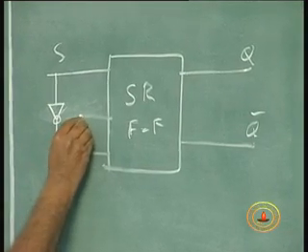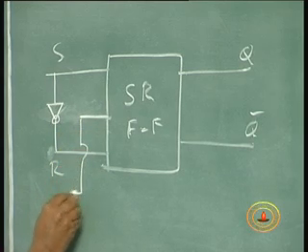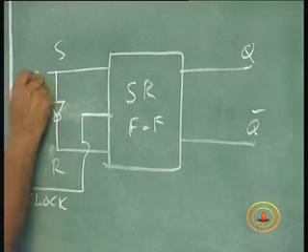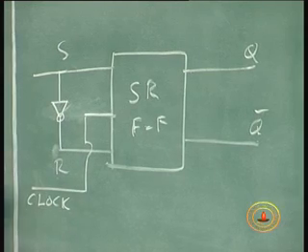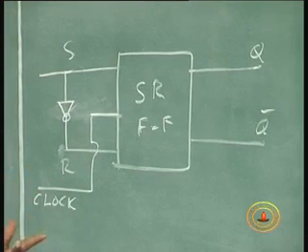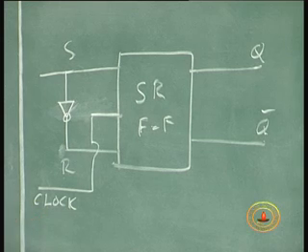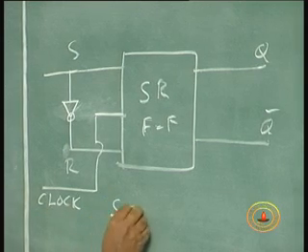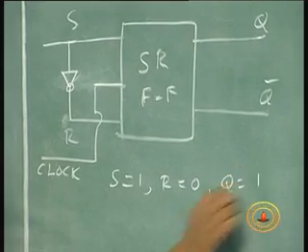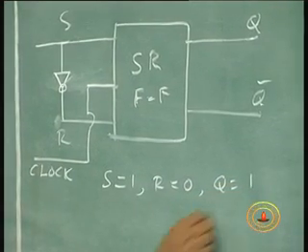such that R is always the complement of S. So, I can either have a 0 1 as the input or 1 0 as the input. So, if S is equal to 1, R becomes 0, so Q is 1, Q bar is equal to 0.